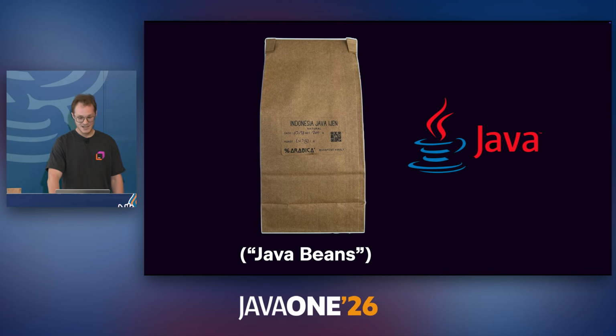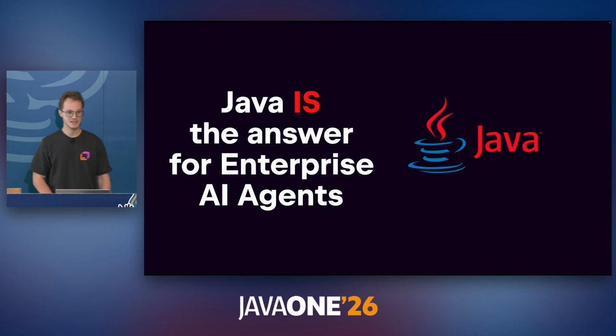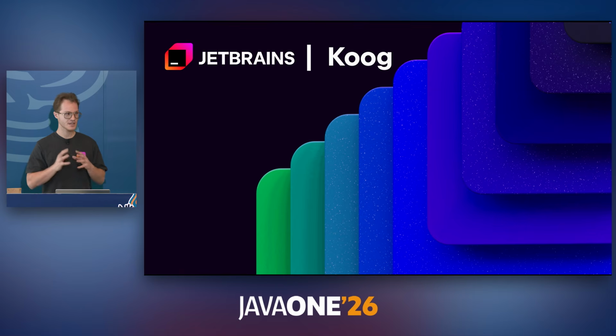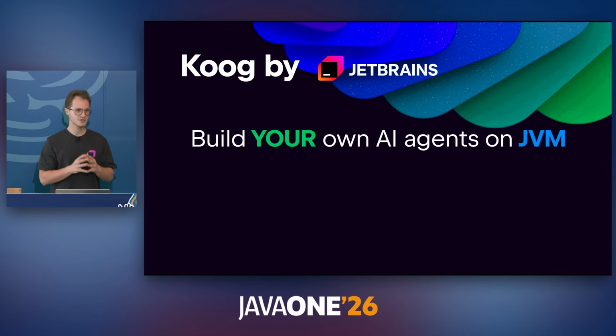So jokes aside, if you're an enterprise and your enterprise lives on the JVM and you're developing in Java, and someone asks you to develop an AI agent, then Java is already the answer for that. And that's, by the way, the problem that we faced in JetBrains 1.5 or 2 years ago. And that's why we built Koog, the open source AI agent framework that allows you to build your own AI agents natively on the JVM.